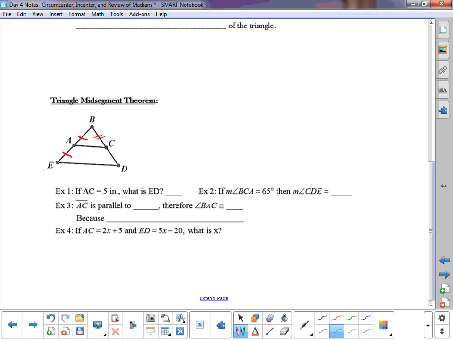Go ahead and draw on your picture. If I have that AB and AE are congruent, then that means that A is the midpoint of side EB. And likewise, BC and CD are congruent. That means that C is the midpoint of that side. So your mid-segment is simply the segment that joins the midpoints. Okay, so this is our mid-segment.